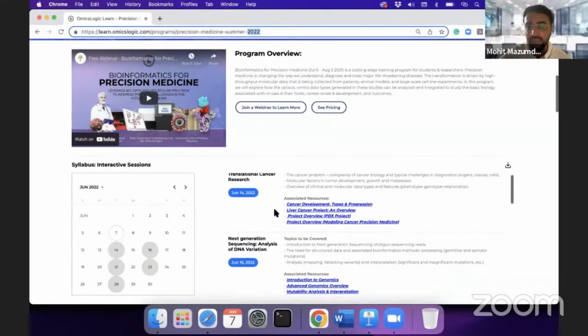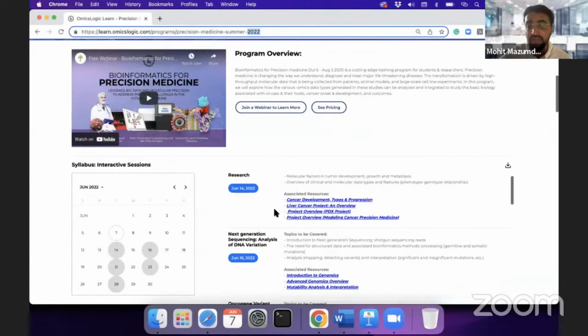So we will be discussing the complexity of cancer and where bioinformatics is used, how this big data is being generated, and then what are the different ways we can visualize this data, understand what is in there, and where to look for.